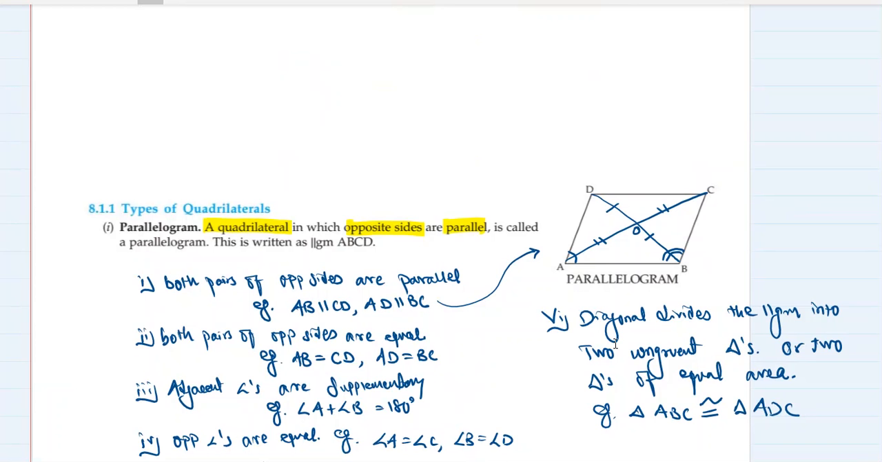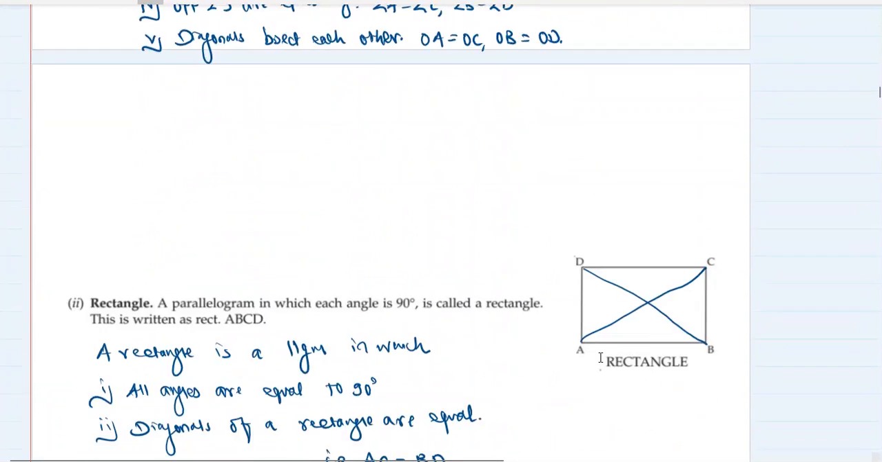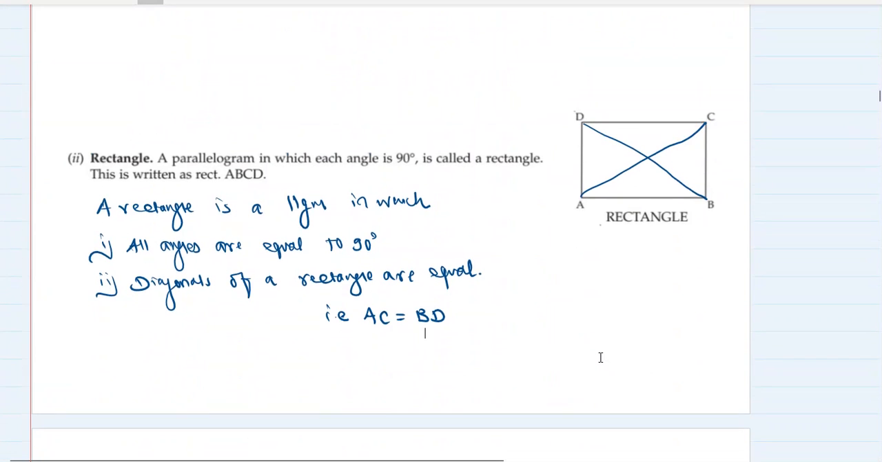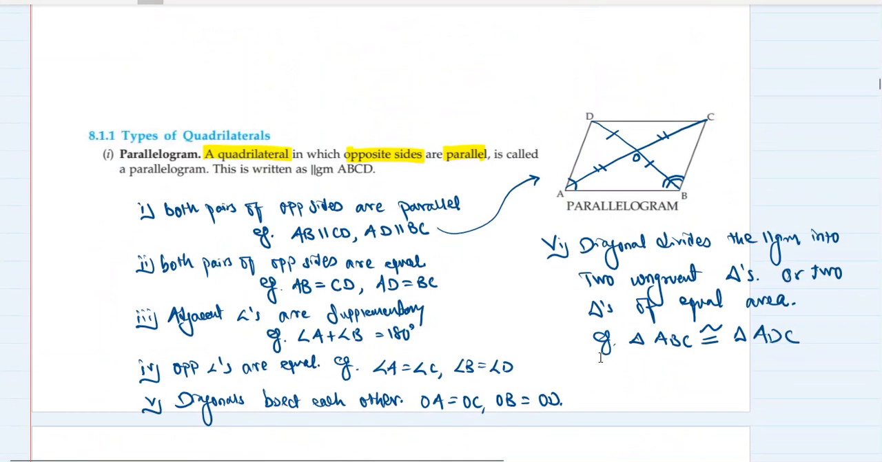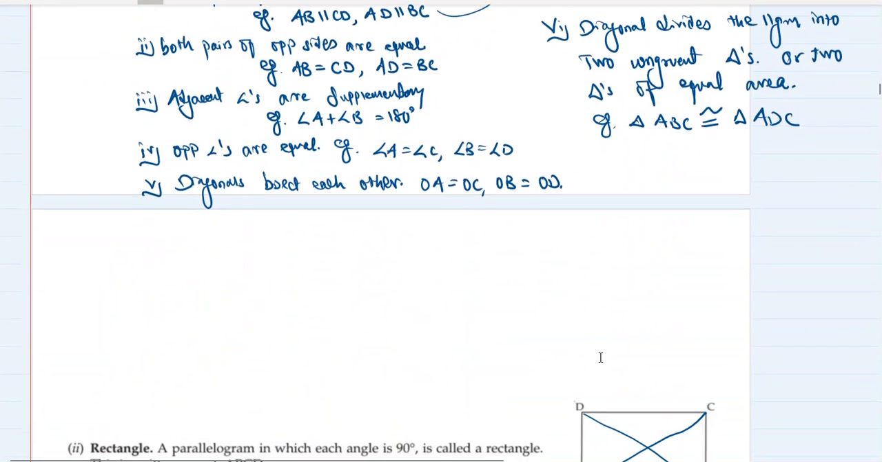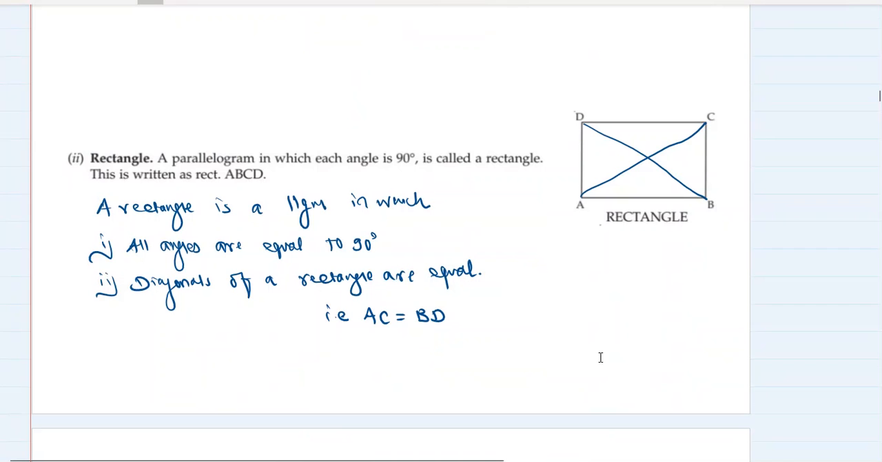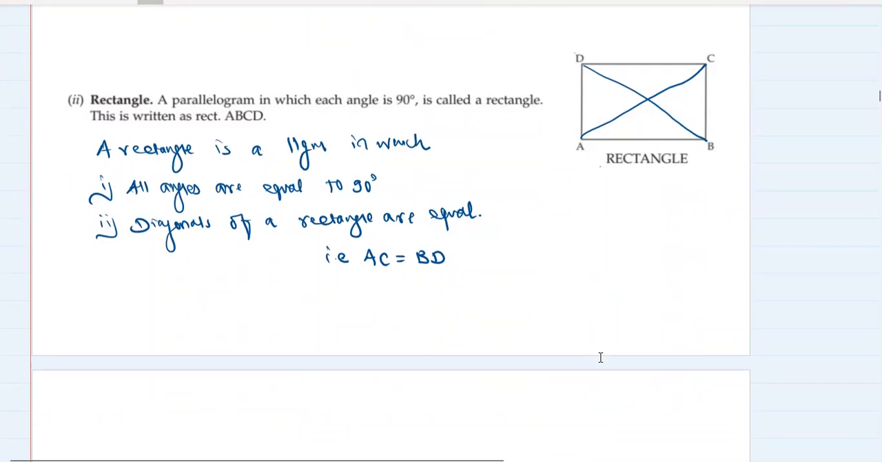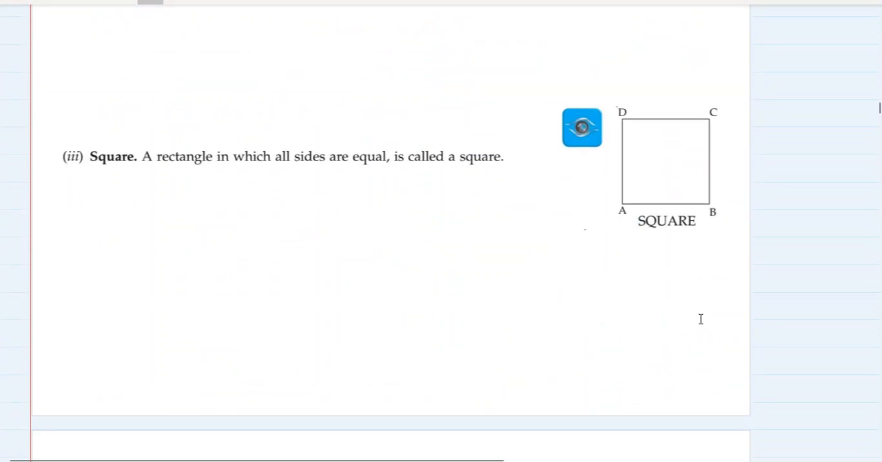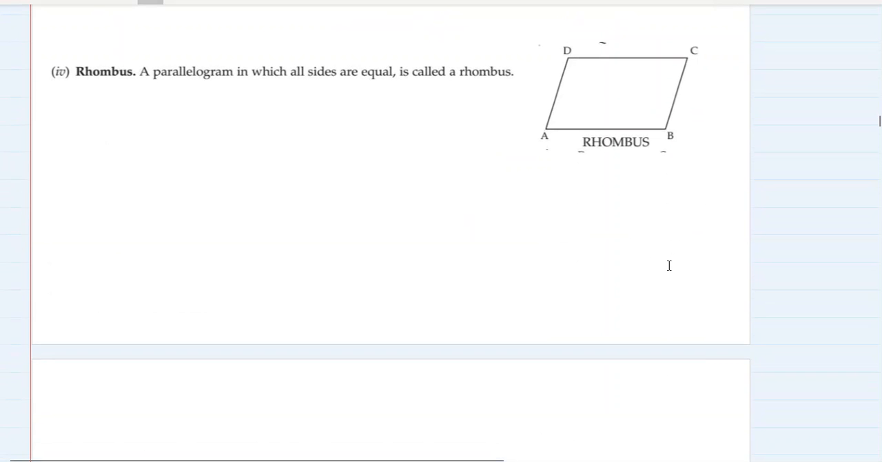Okay, so diagonals are equal in a rectangle, and all angles are equal to 90 degrees. These are two special properties of a rectangle apart from these six properties, because a rectangle is a parallelogram. So it has got all the properties of a parallelogram as well as two special properties. All angles are 90 degrees and diagonals are equal. Then comes the square. We'll go to the square a little later, but before the square, I want to discuss the rhombus.